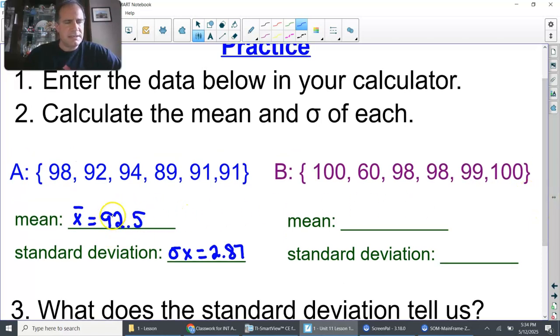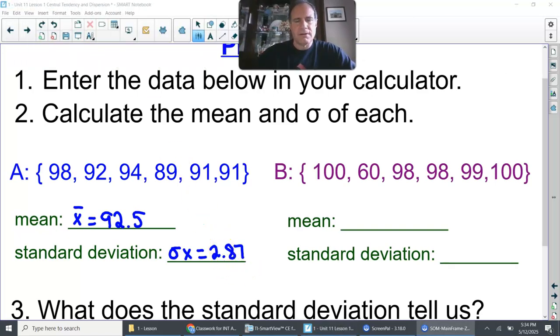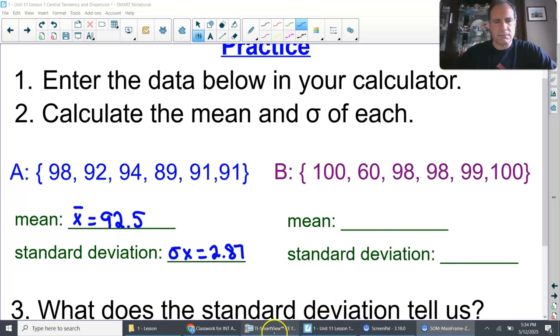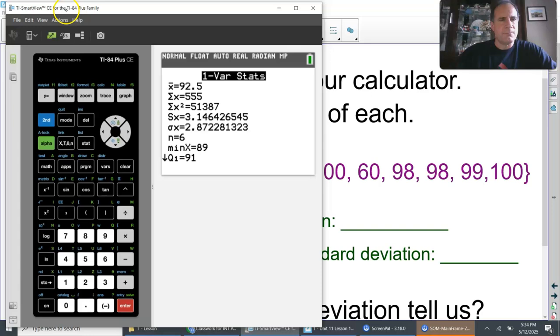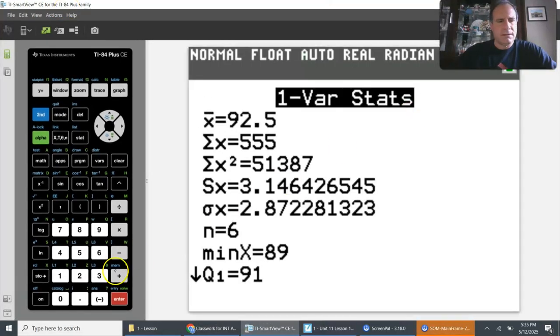See this 92.5, the mean? All of these numbers are closely related to that mean. So that means that standard deviation is a lower number, right? Because it's a good representation. So I'm just going to move this over here.